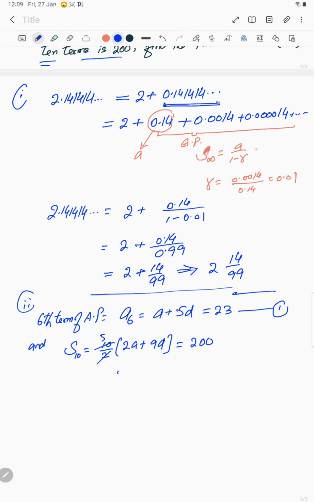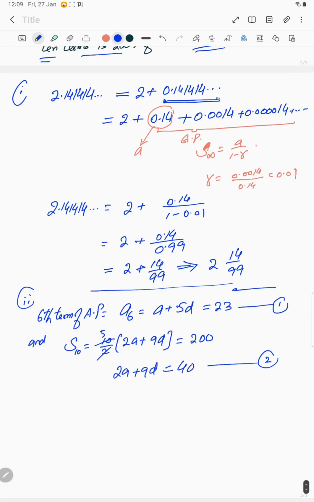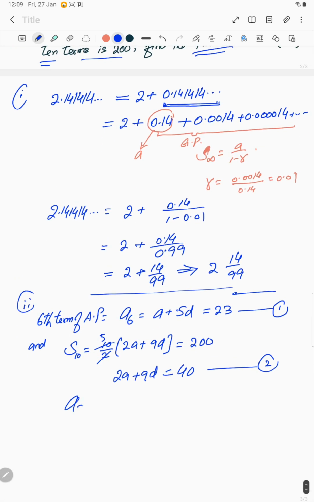Further simplification will give me 2a plus 9d equal to 40 by dividing by 5. I get these two lines. Now what am I looking for? The seventh term, A7, that is a plus 6d. This is my required value. For this I need to find the values of a and d. So how can I get a and d? By solving 1 and 2 simultaneously.